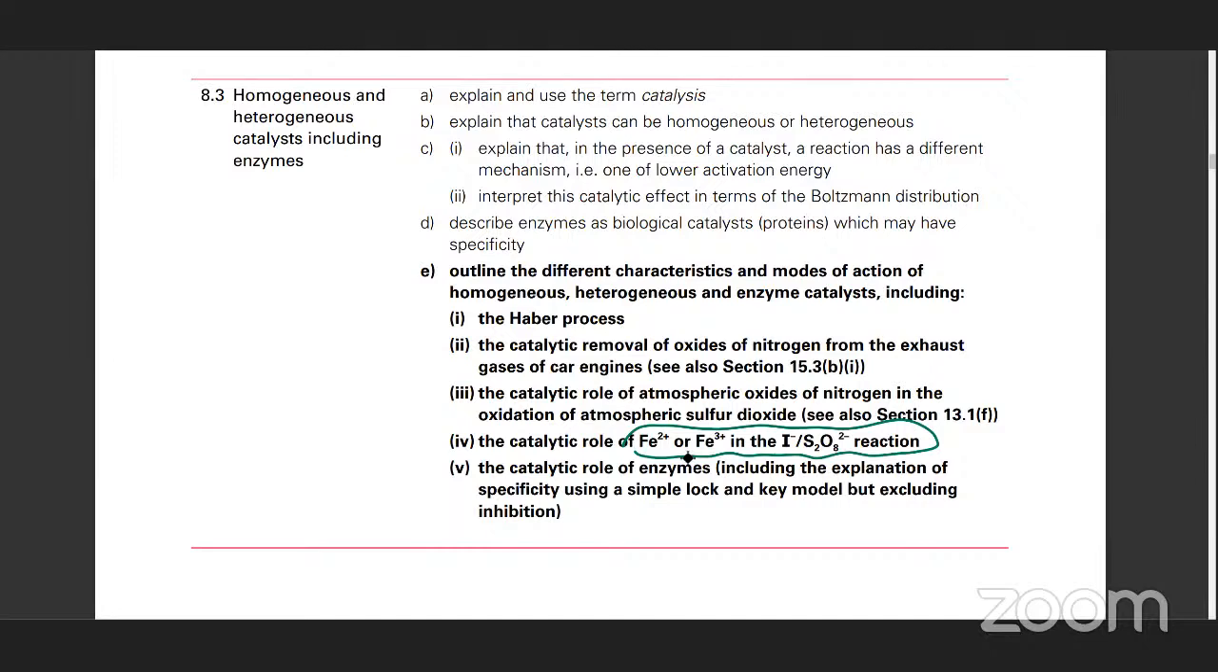Sir, in terms of catalysts, yes. No, sir.